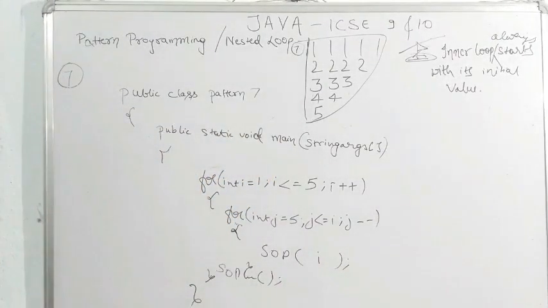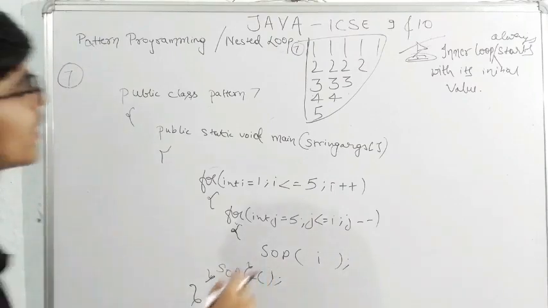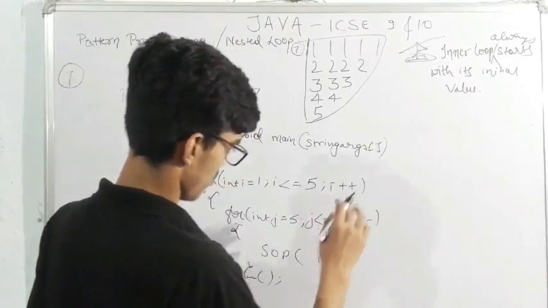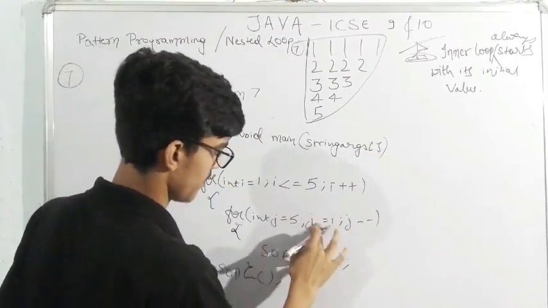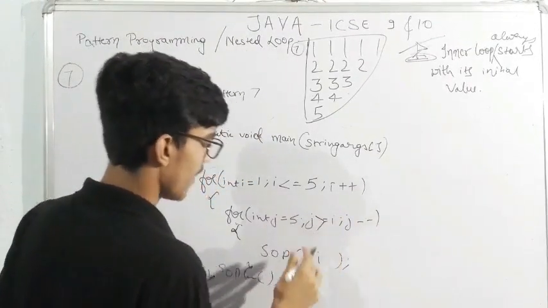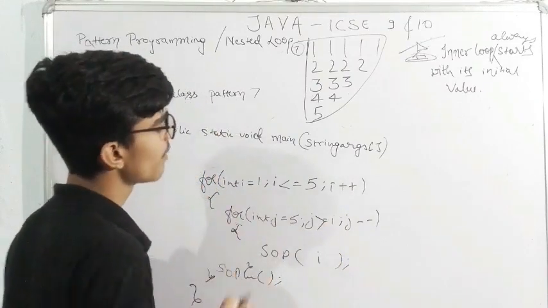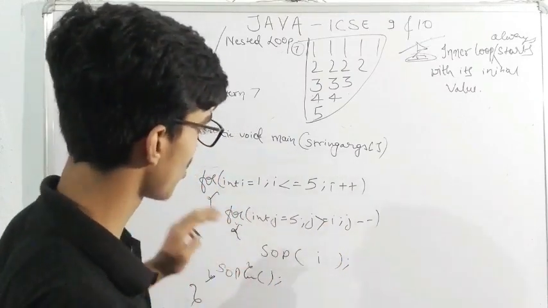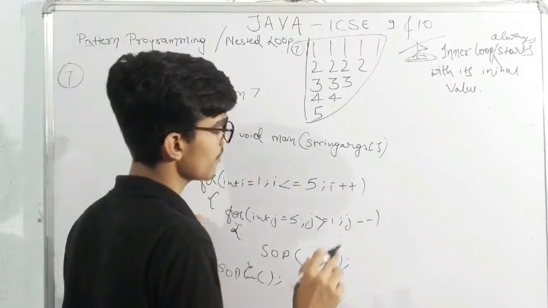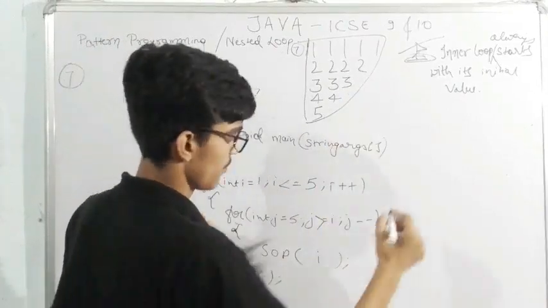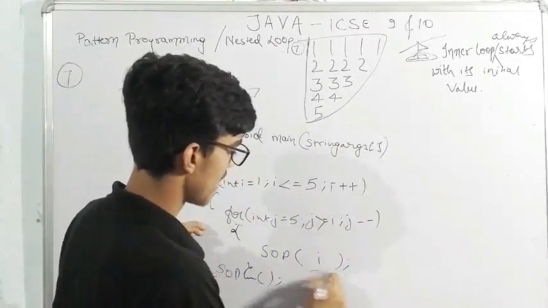This is the program for it. So now we'll see how we'll solve it without seeing this one. So we have to print I.